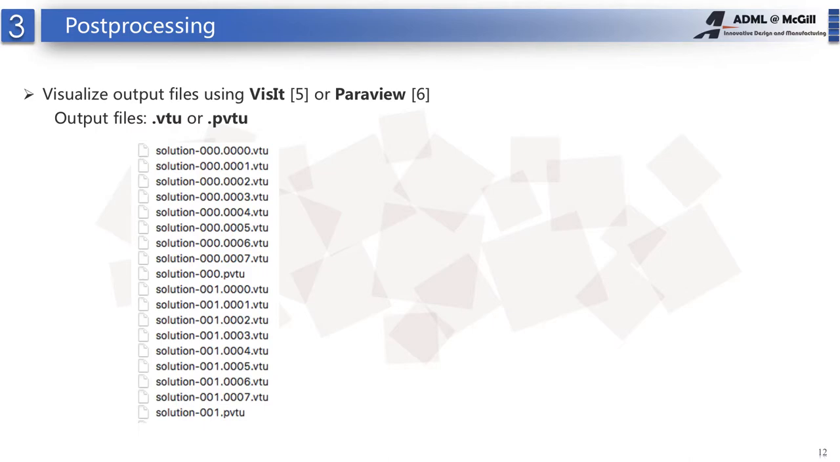At this point, we have finished the case study and obtained hundreds of thousands of output files in .vtu or .pvtu format. We can use WeEdit or ParaView to visualize these output files. Here, I'd like to just show you how to use WeEdit to view these files.